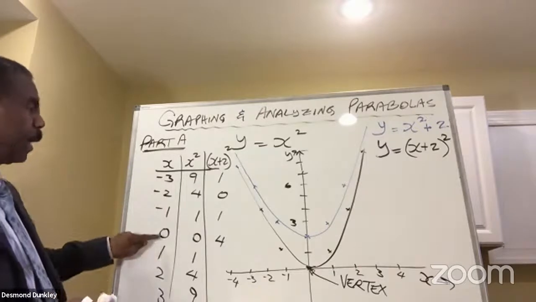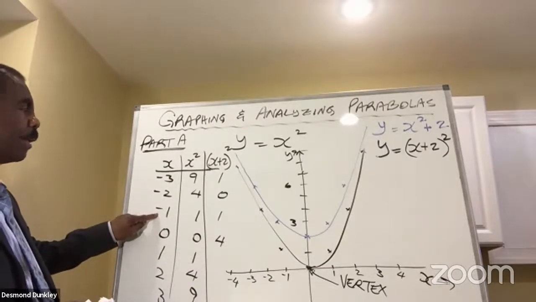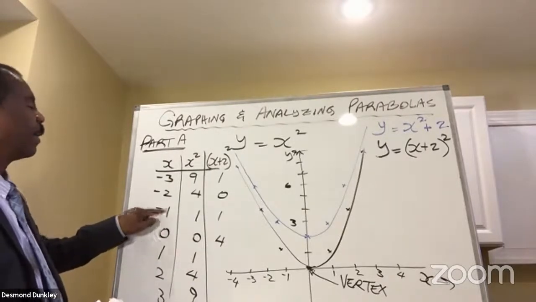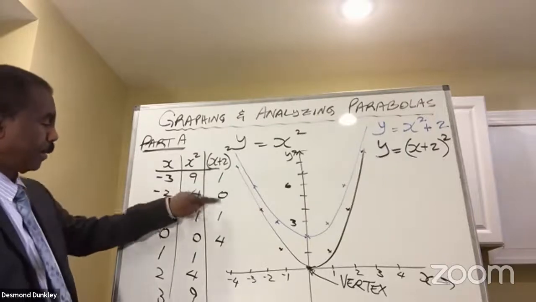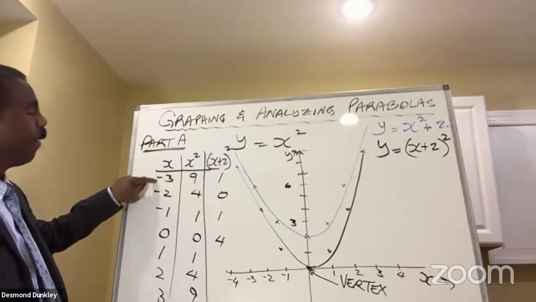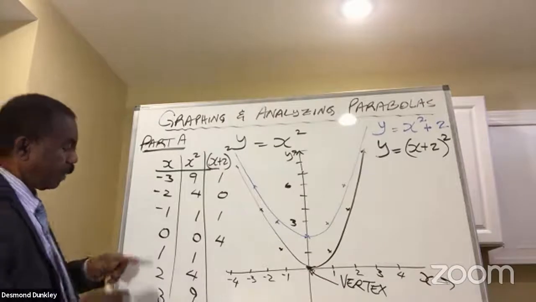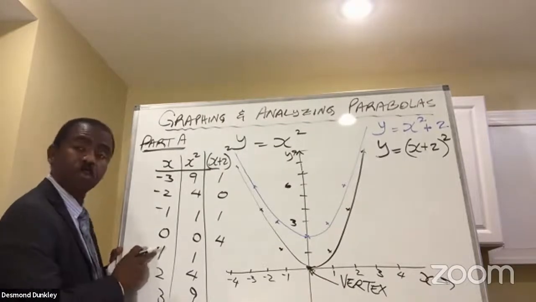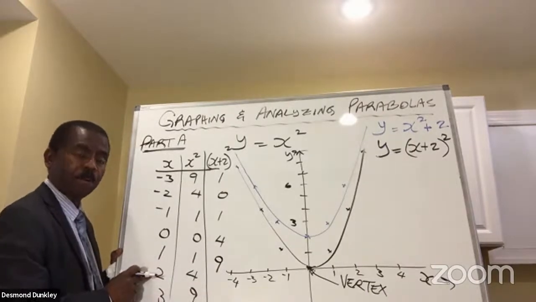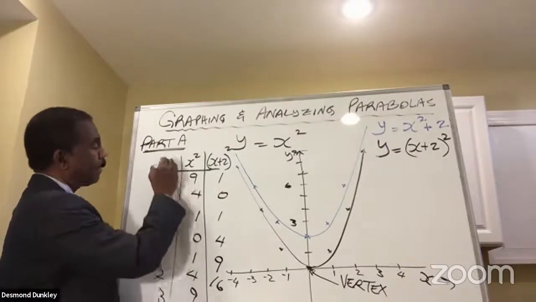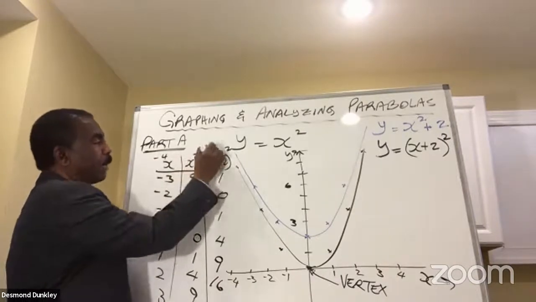Let's try one more time. When x is 0, y is going to be 0 plus 2 squared is 4. When x is negative 1, y is going to be 1 squared is 1. When x is negative 2, y is going to be negative 2 plus 2 squared is 0. When x is negative 3, y is going to be negative 3 plus 2, negative 1, negative 1 squared gives you 1. What happens when x is 1? 1 plus 2 is 3. 3 squared is 9. When x is 2, 2 plus 2 is 4. 4 squared is 16. And then what happens to the next one? At negative 4, plus 2 gives me negative 2, squared gives me positive 4.